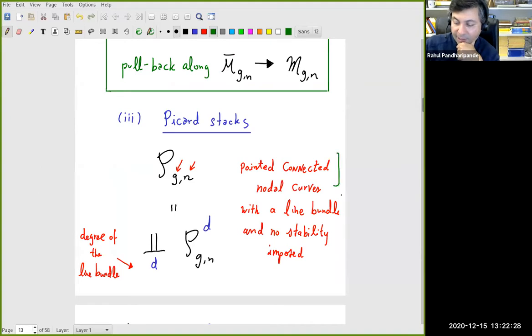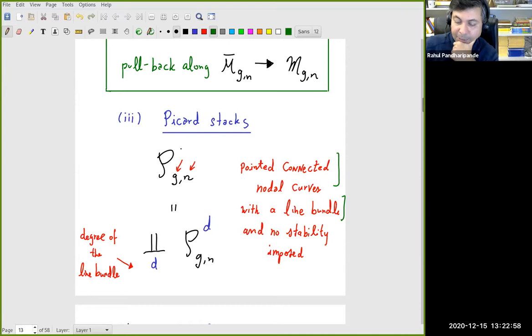And then the new thing, of course, is the line bundle. And there's no stability imposed. There's no stability at all. So you just have a curve that's nodal, and the points, of course, it's a standard thing about the points: the points can't be the same, and they can't be nodal points. And then you put a line bundle on top of it. And there's no issue about number of points on a component or degree, or anything. And of course, the line bundle has its own degree.